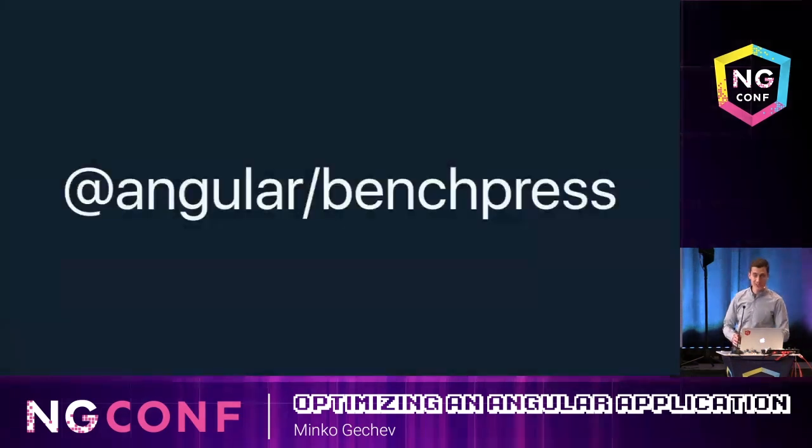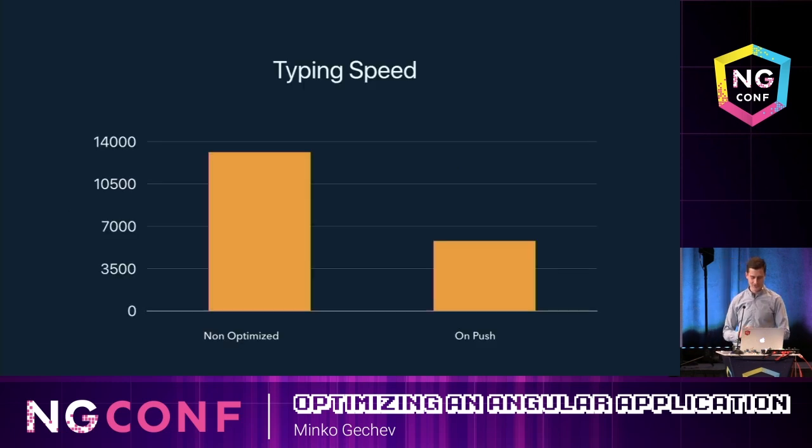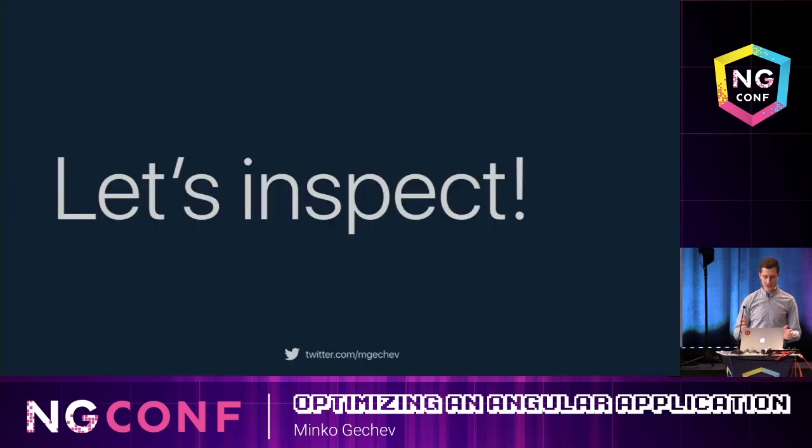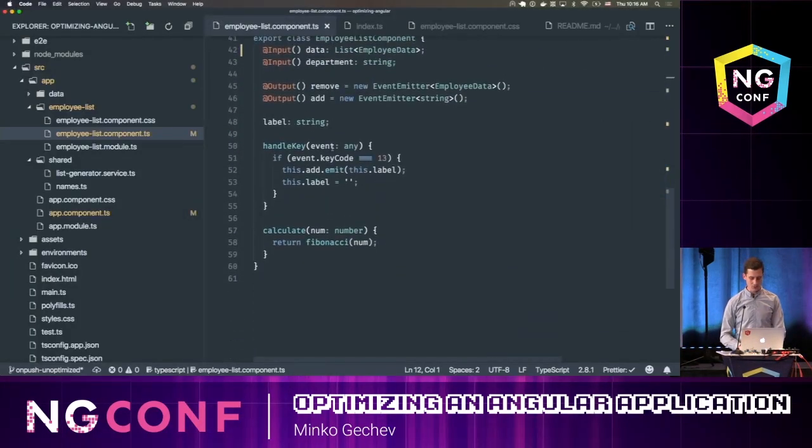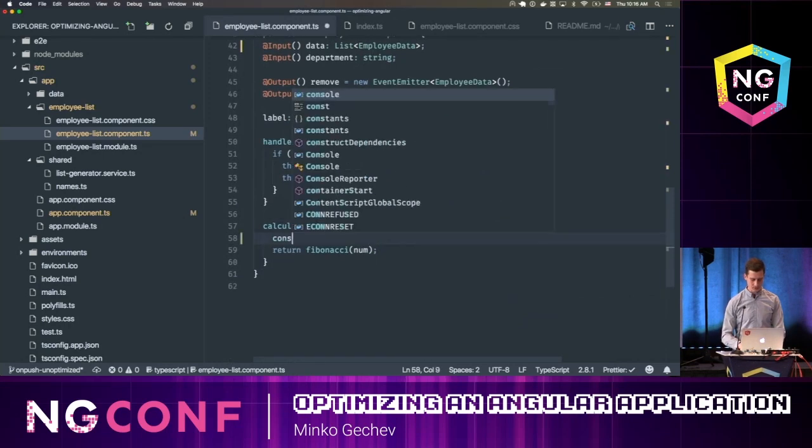I didn't think initially that I had any performance improvement, so I did some performance benchmarks with Angular bench press. And here is what I found. It is at least twice as fast, but it is still very slow. So we need to put a little bit more effort into this and see what is actually going on. In order to do this, let's just inspect it. So let's go back to our list component and add one log statement.